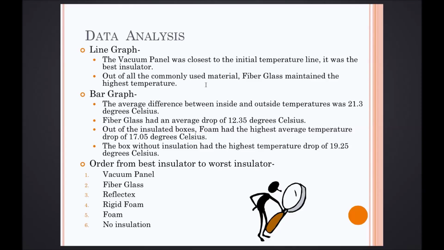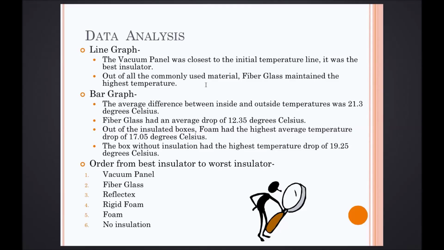Based on the line graph, the vacuum panel was closest to the initial temperature line, and out of all the commonly used materials, fiberglass maintained the highest temperature. The average temperature difference between inside and outside was 21.3 degrees Celsius, and the fiberglass had an average drop of only 12.35 degrees Celsius, which was the lowest temperature drop of the commonly used insulators. The box without insulation had the highest temperature drop of 19.25 degrees Celsius.